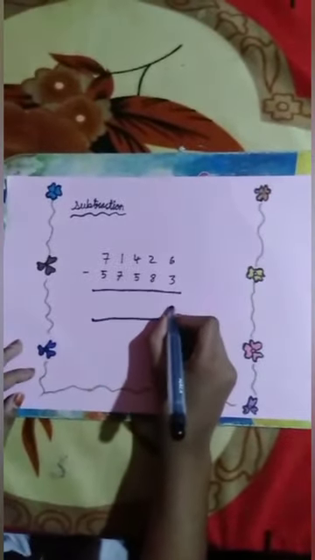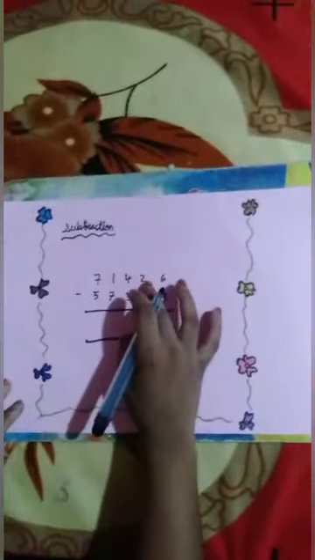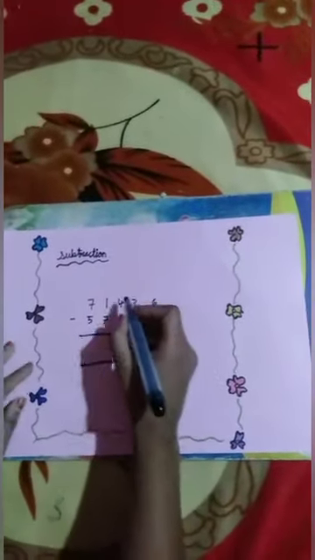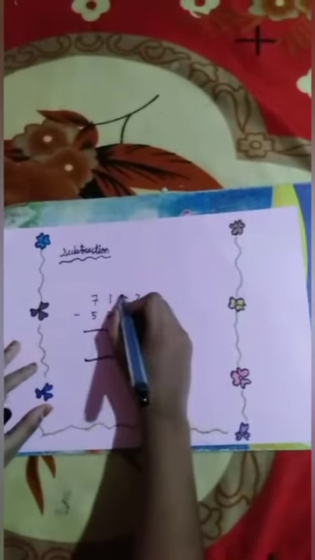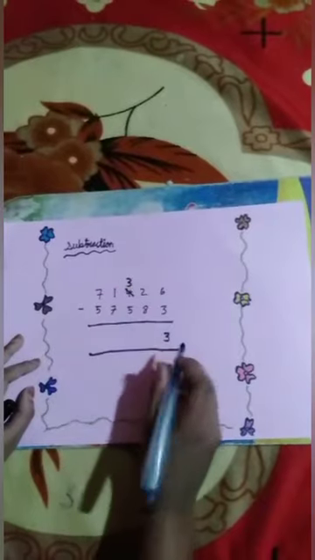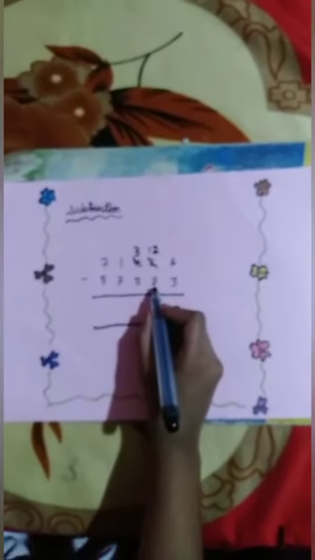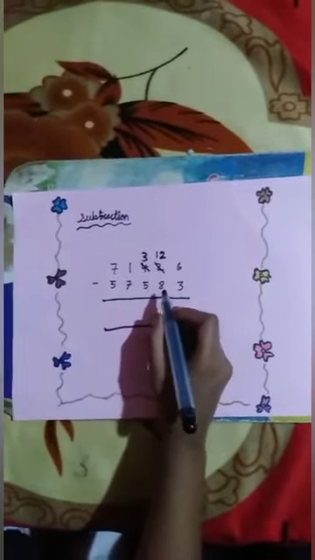6 minus 3, the answer is 3. Next, 2 minus 8. We cannot subtract 8 from 2, so we borrow from the hundreds place. The 4 will become 3, and 2 will become 12. 12 minus 8: 9, 10, 11, 12. The answer is 4.